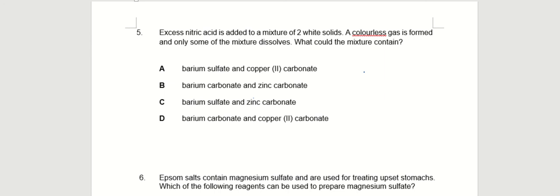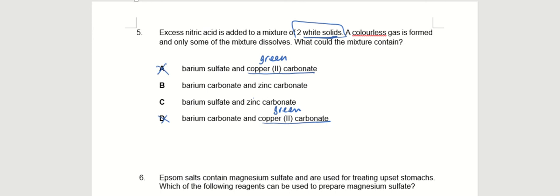Okay, so let's look for clues. The first clue that we can get is actually two white solids. Let's see whether there are any solids here which are not white. And we notice that we have copper carbonate. And we know that copper carbonate is green. So, since we are looking at only two white solids, we can automatically eliminate A and D.